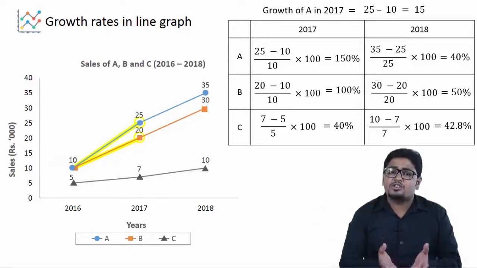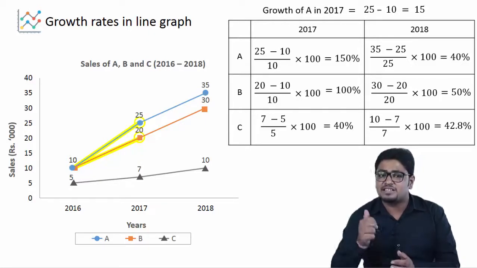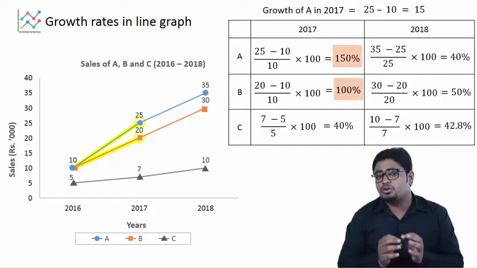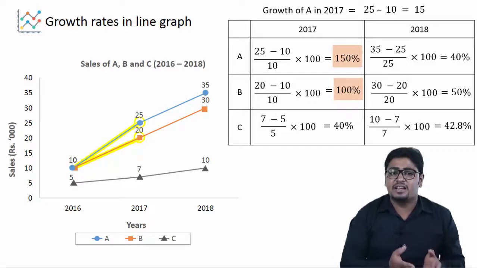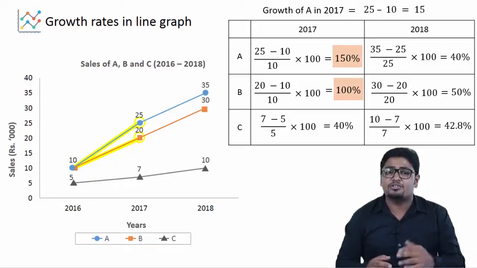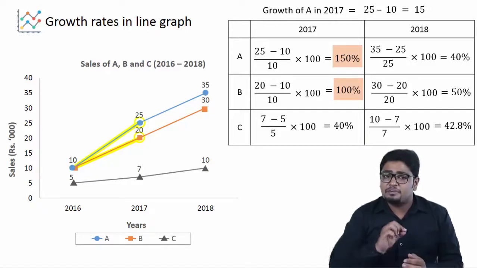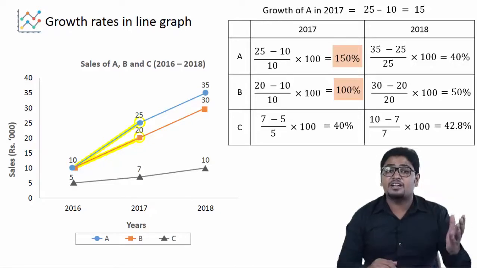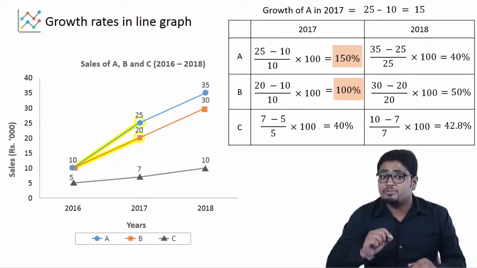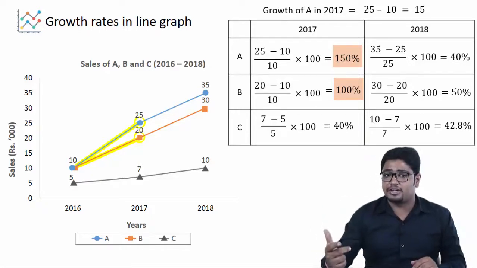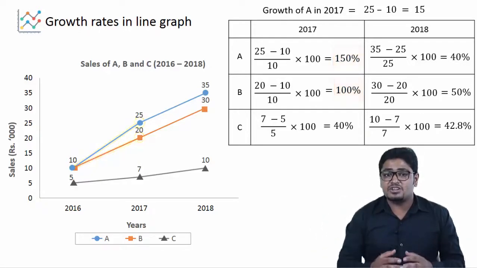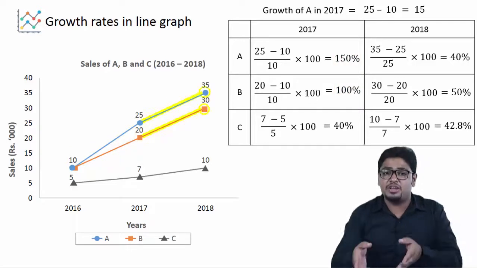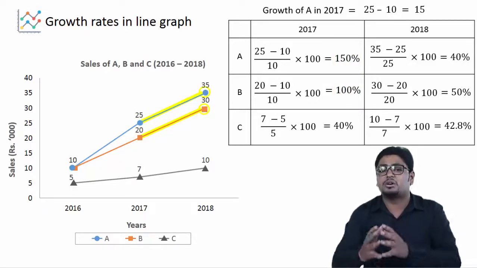And if we check the actual growth rate of the respective companies in the table, we see that the growth rate of A in 17 is significantly greater than that of B. So, a very important learning, a steeper slope results in a higher growth rate, but don't forget the other factor, base. When the base is the same, a steeper slope means a higher growth rate. Next, we compare A and B from 2017 to 2018.